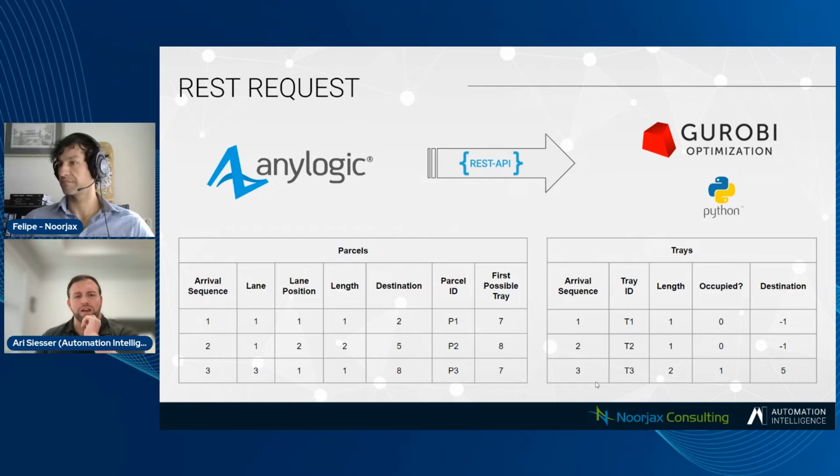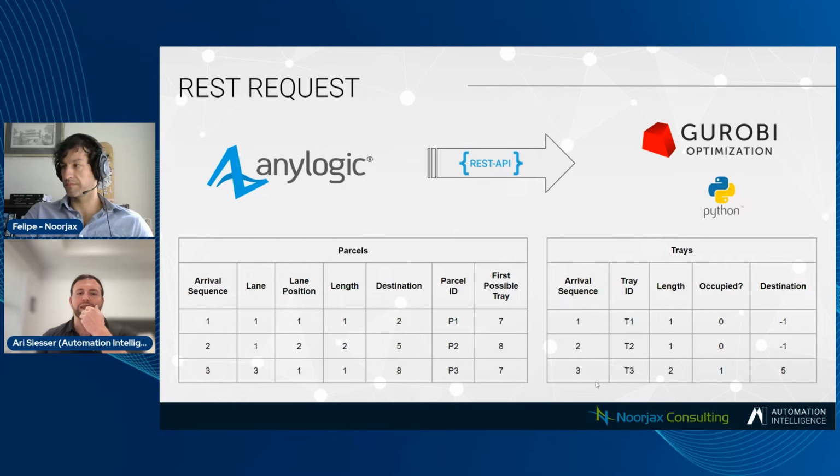And so we've got here different information about where the parcels are, what lane they came from, where they need to go to, etc. We've got information about the trays, whether or not they're occupied. We use a REST API to query the solver, and that's really important because ultimately, we want this to be a product that works in real life.